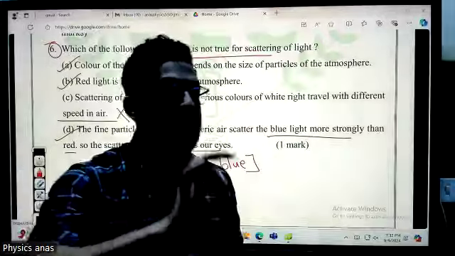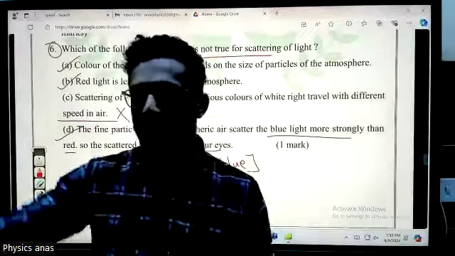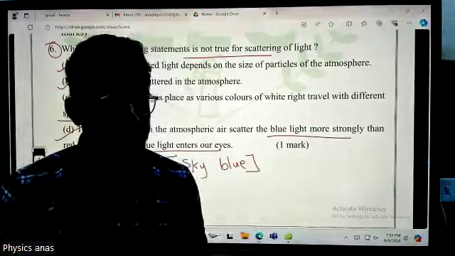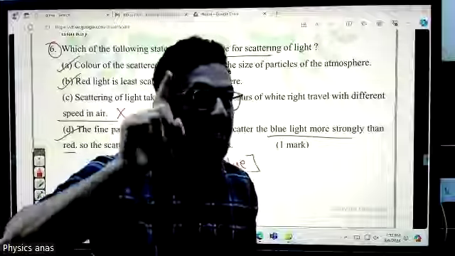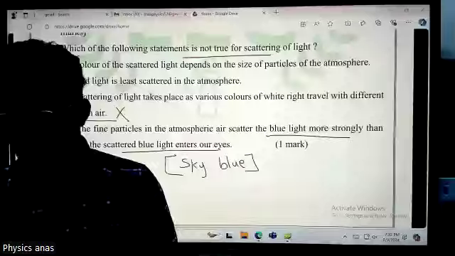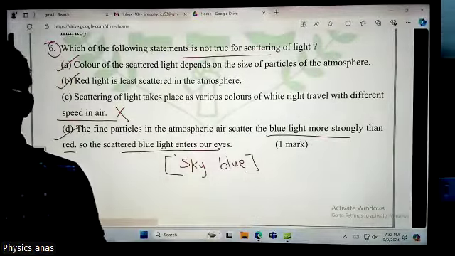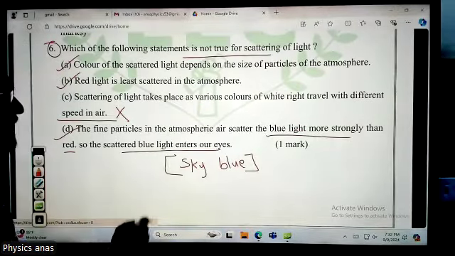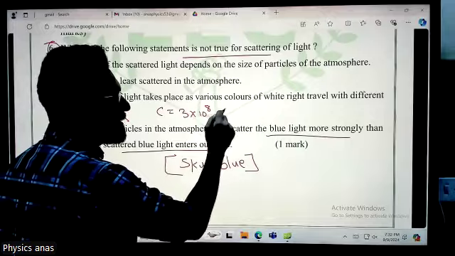If it is going from one medium to another, speed changes. Air is just one medium. There is no medium change, so there is no speed change. Every color will have the same speed in air. Got it? What will be that speed? That speed is nearly equal to 3 into 10 raised to 8 meter per second.